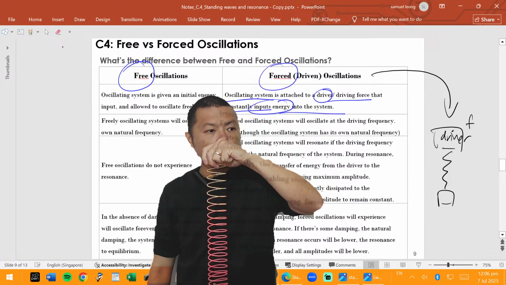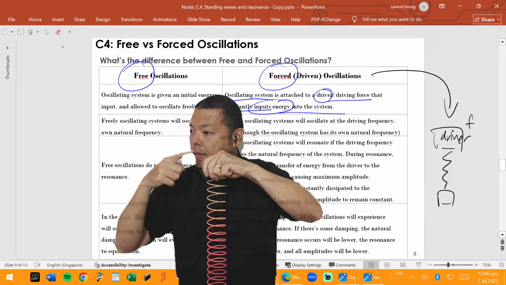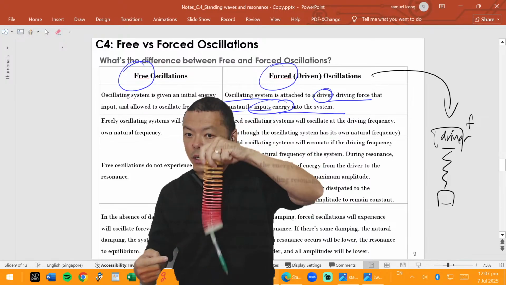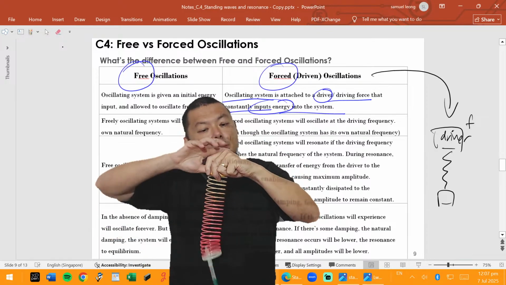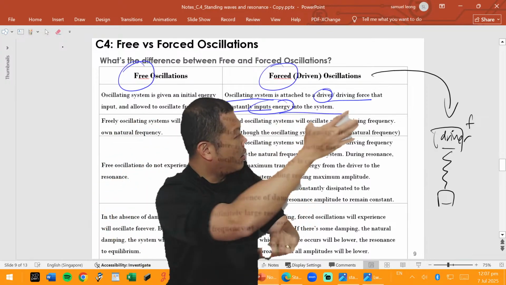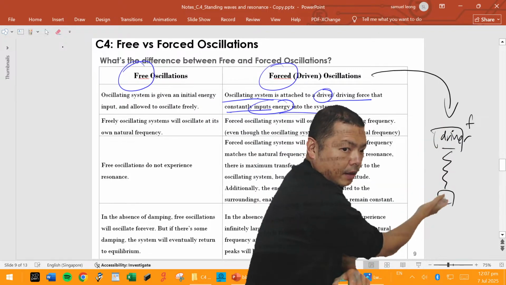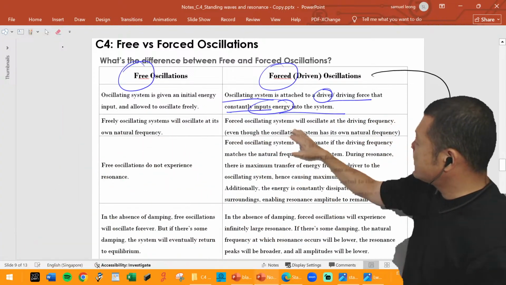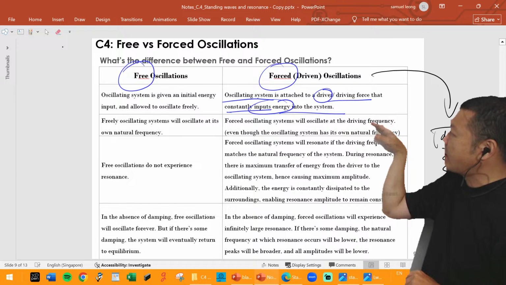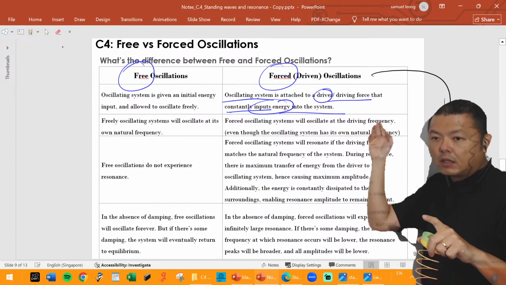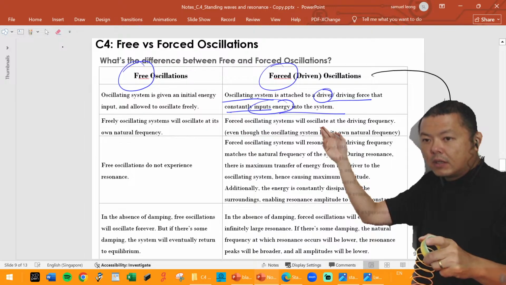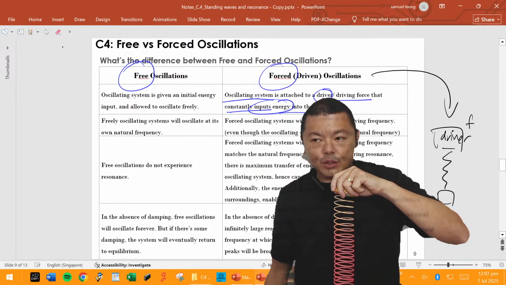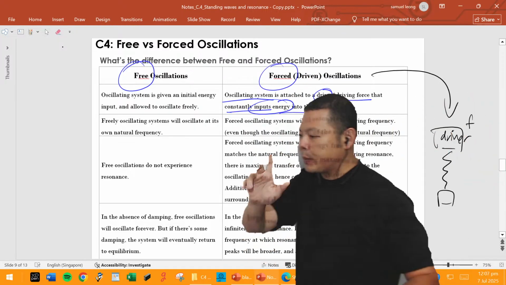Okay. So I can go slow frequency with my hand, or I can go higher frequency. Based on what I want my hand's frequency to be, the oscillating system will follow the driving frequency. So the forced oscillating system will oscillate at the driving frequency. If your driving frequency is high, then it will oscillate at a high frequency. So the forced oscillation follows the driving frequency.